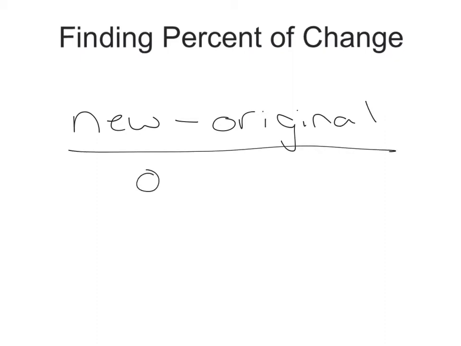So in order to do this, there is the formula. What we have is our new amount minus the original amount, and that is going to be divided by the original amount. So again, finding this percent of change, we have a simple formula. You take the new amount, subtract the original from that, and divide that value by the original amount.